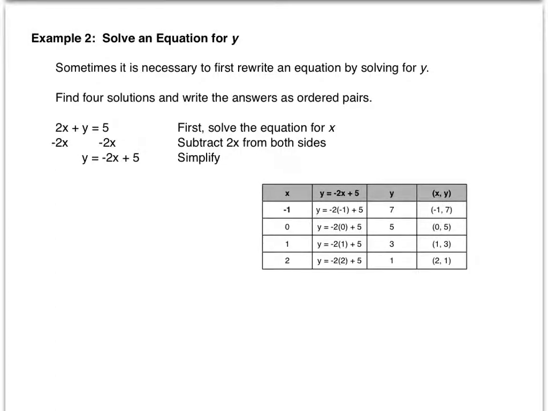In example 2, we'll solve an equation for y. Sometimes it's necessary to first rewrite an equation by solving for y. And then we'll find 4 solutions and write the answers as ordered pairs. So here we had 2x plus y equals 5. And while you can substitute into that equation and find your answer, it's going to be a lot easier if you put it in y equals format. So we'll subtract 2x from both sides, and we get y equals negative 2x plus 5.